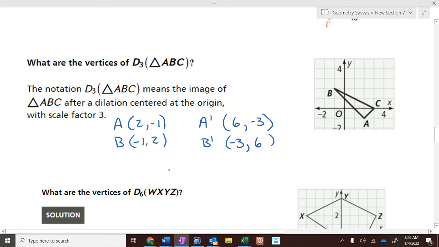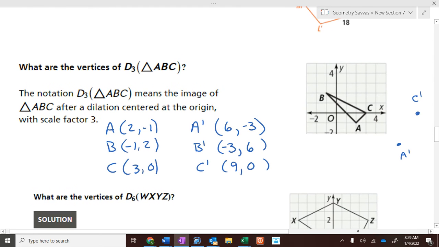-3, +6. And C right now is at 3, 0. C prime will be at 9, 0. Okay? So the new one will be there for C prime at 9, 0. A prime will be down here at 6, -3. That's a little bit too much. 6, -3 is about right there. And back 3 up 6, somewhere about right there. So the new one will look like that. Okay?